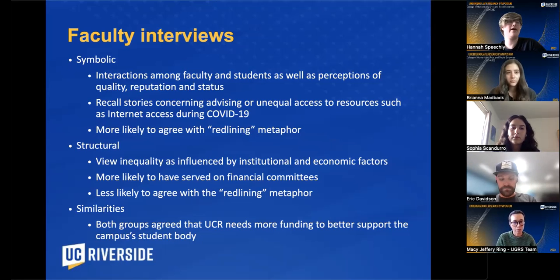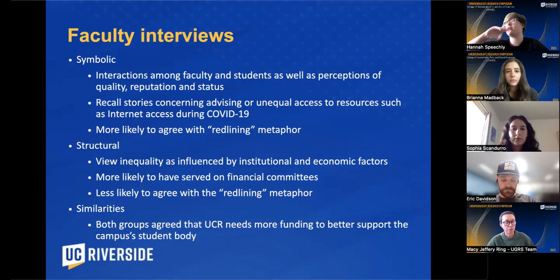Now, whether or not they agree or disagree with the redlining metaphor, one thing became especially clear. And that one thing is that both groups agreed, because of the diversity of our student body, because of the needs of our student body, because of the money that we are missing out on because of these policies that were put in place, however many years ago, before a lot of us were even born, that UCR needs more funding to better support our campus's student body. There is no other way of looking around it.